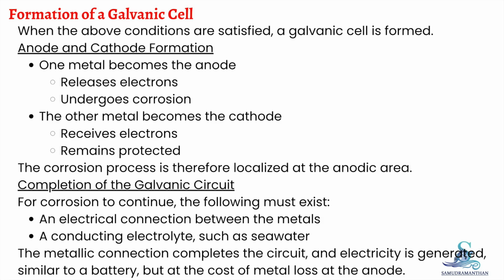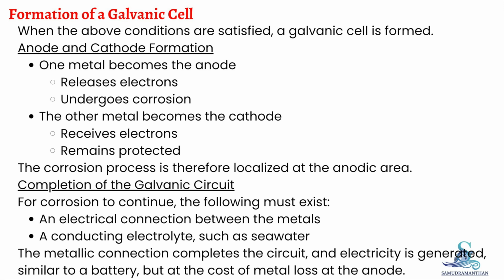Within this cell, the two metals do not behave in the same way. One metal becomes the anode. At the anode, electrons are released, and the metal undergoes corrosion. This is the region where metal loss takes place. The other metal becomes the cathode. The cathode receives electrons and remains protected. As a result, the corrosion process is localized at the anodic area, while the cathodic area remains intact.